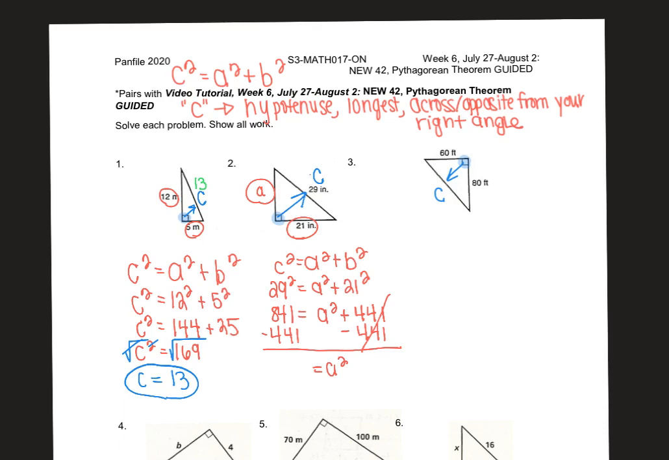841 minus 441 is going to give you 400. We take the square root of both sides. I get A equals 20.